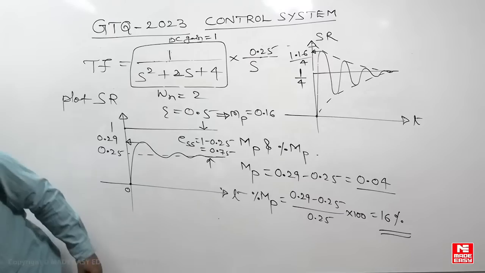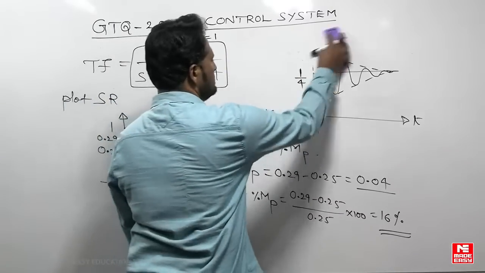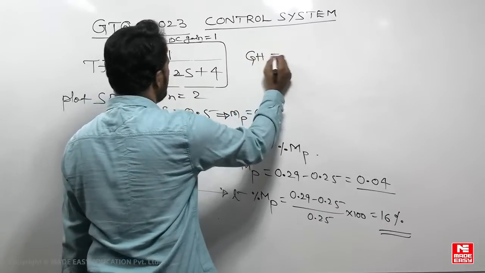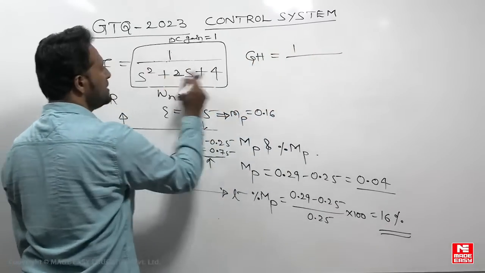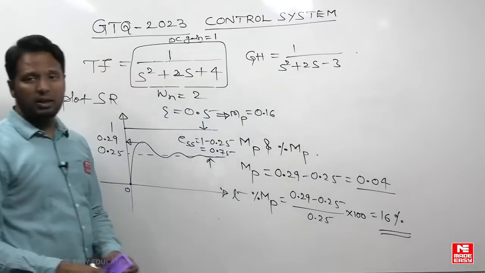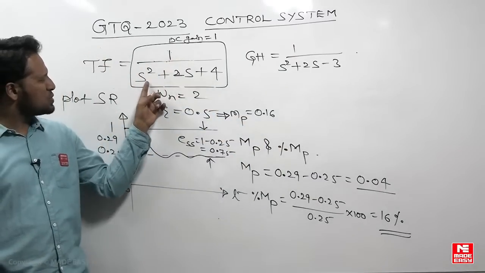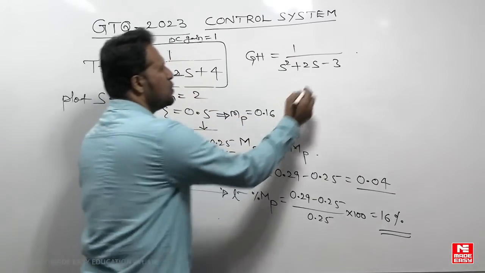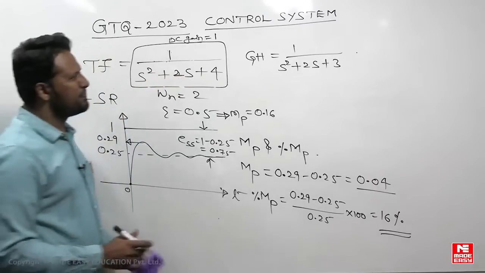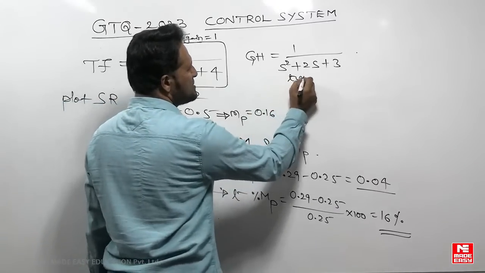Erase this thing. What is its open loop transfer function? Subtract the numerator from denominator, 1 upon s square plus 2s minus 3. 1 upon s square plus 2s, I'm sorry, plus 4 minus 1. Plus 3, 4 minus 1, 3. Ye OLTF ho gaya. What is the type of the system?